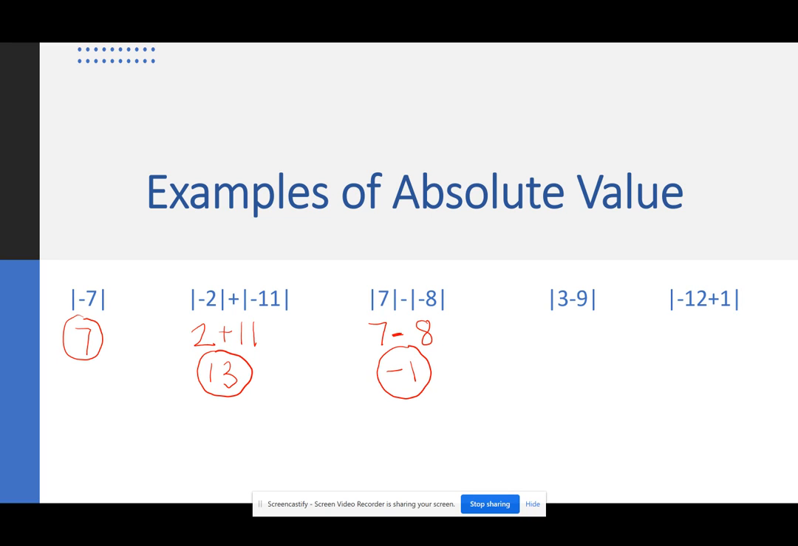Over here, this next problem is what I was just talking about on the previous slide, how you simplify inside the absolute value first. So we have 3 minus 9 gives us the absolute value of -6, and then you make it positive. So the absolute value of -6 is +6. -12 plus 1 is -11, and the absolute value of -11 is just +11.